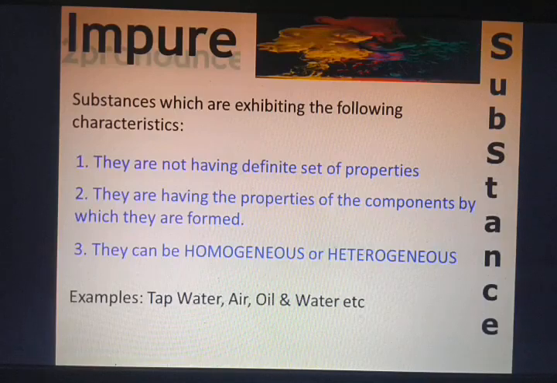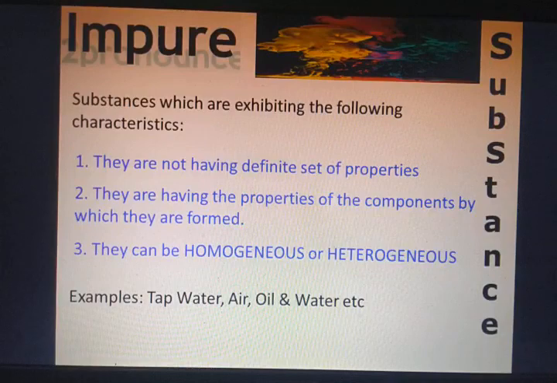For example, tap water. Why tap water? Tap water contains a lot of impurities, as you have seen, dust, mud. All these things are present in tap water. Air is an impure substance. Why? Because air contains oxygen and nitrogen, and all the individual components show their individual properties. Instead of collectively portraying only one particular property of air, nitrogen clearly displays its own individual property, and oxygen also clearly displays its own individual property. Oil and water, and so on.